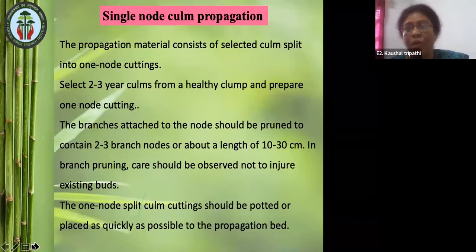When we are using single node culm propagation, the propagation material consists of selected culm split into 1 node cuttings. Here we can use 2 to 3 year old culms also from healthy culm and prepare 1 node cuttings. The branches attached to the node should be pruned to contain 2 to 3 branch nodes, or about a length of 10 to 30 centimeter. Care should be observed not to injure the existing buds. Buds are there on the nodes, so we should take care that the nodes are not damaged. The 1 node split culm cutting should be potted or placed as quickly as possible in the propagation bed. Next slide, please.